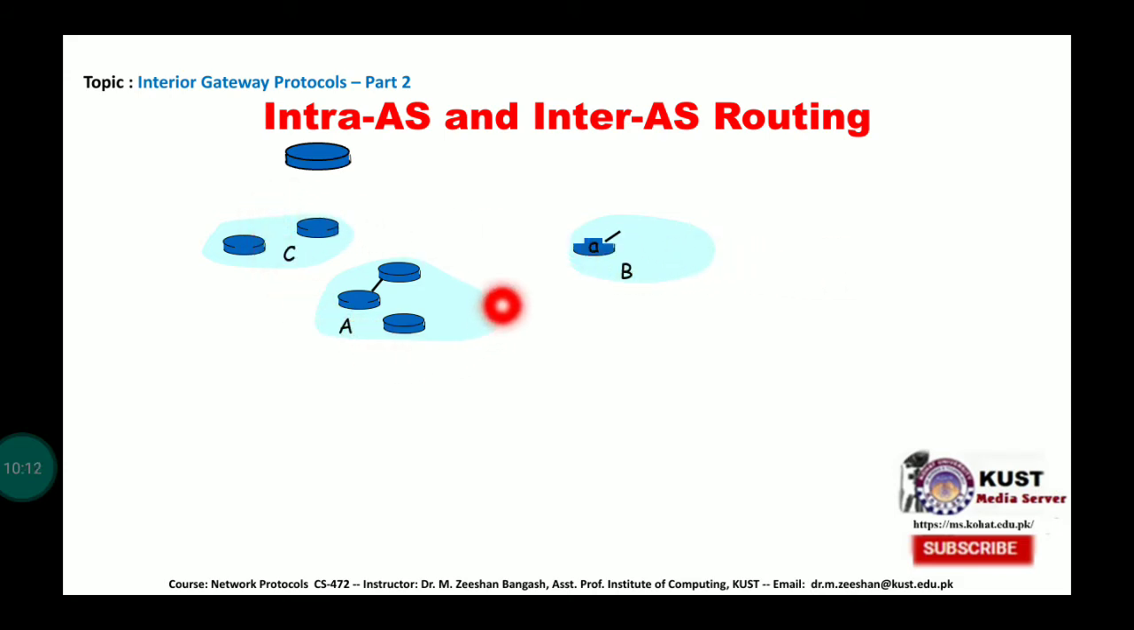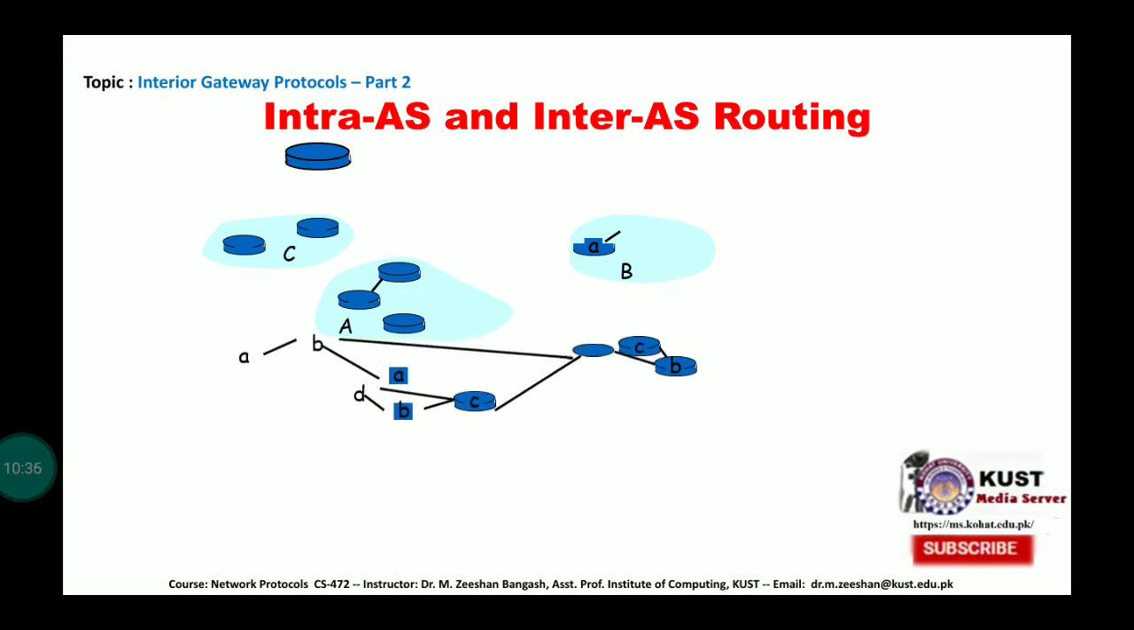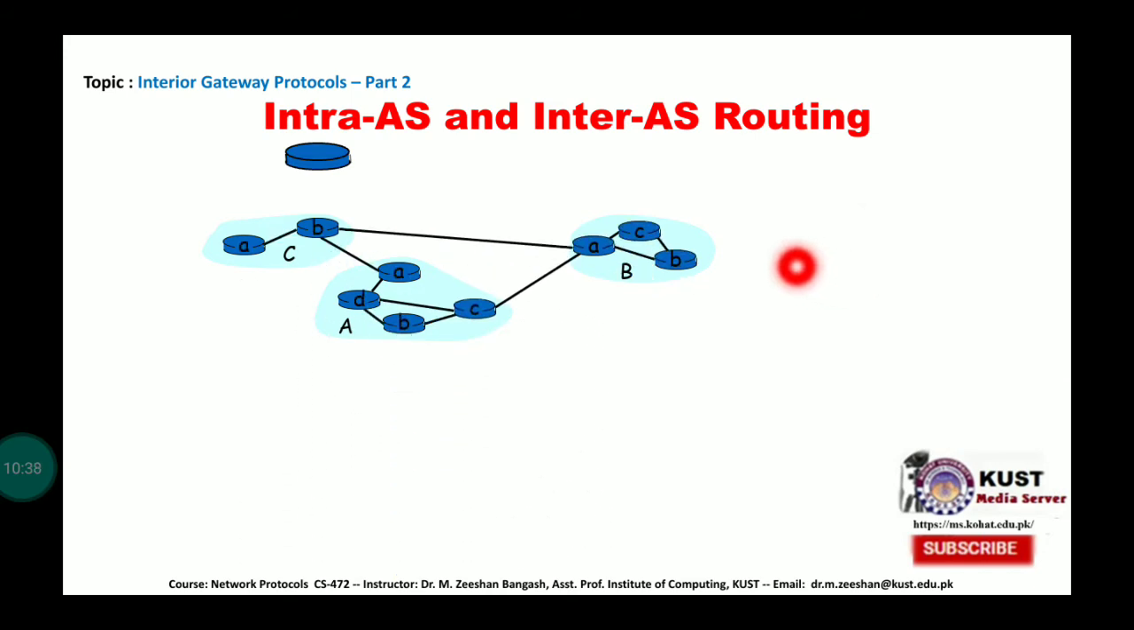Just look at it: region A has three routers, region B has only a single router, and region C has two routers. There is another router, as you can see in the diagram, that is not part of any autonomous system, and we will be discussing what this router is all about. Just consider that these routers are connected to each other, like in autonomous system C there are two different routers. We call it router A, connected with B.